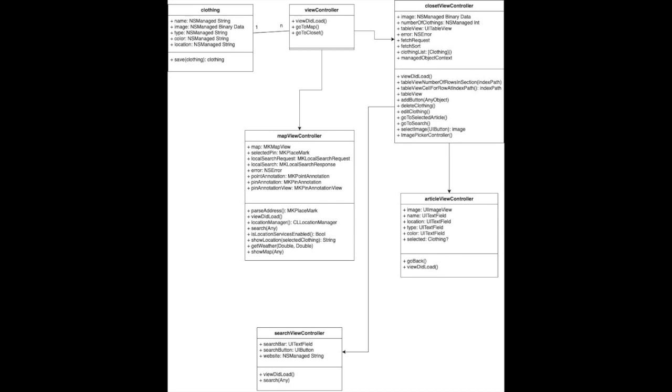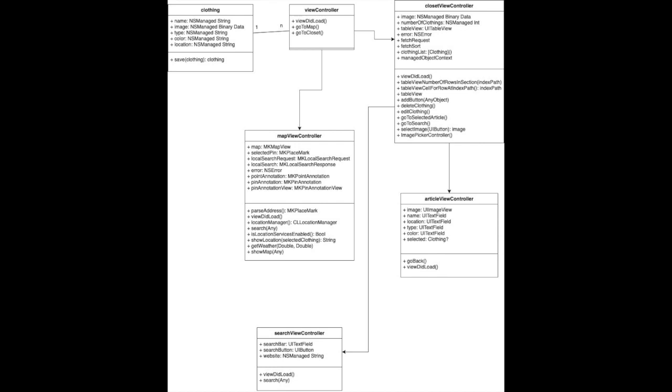Like I said earlier, the MVC architecture is simple, making the class diagram simple with only 6 classes and one core data entity, which is the clothing entity. The clothing entity contains name, brand, type of clothing, color, where you bought it from, and an image. Clothing objects make up the majority of the data being passed between the model, view, and controller. The view controller class is more of a navigation panel, going to either the closet or the map view.